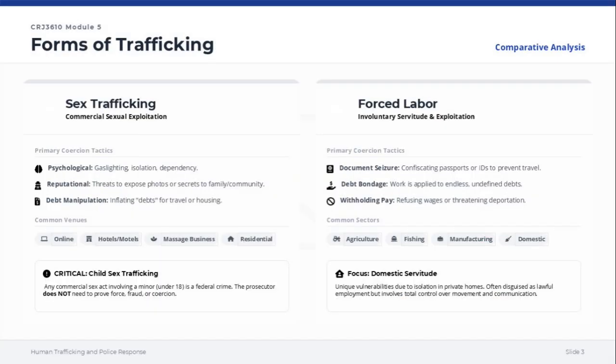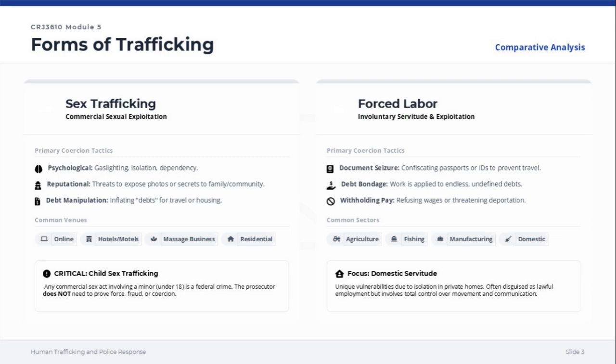Sex trafficking and forced labor are the two primary forms of human trafficking. Research from Shared Hope International shows traffickers commonly rely on psychological manipulation, debt schemes, and threats rather than physical restraint. In labor trafficking, confiscation of documents, wage withholding, and threats of deportation trap victims in involuntary servitude. These crimes frequently occur in ordinary settings such as hotels, farms, factories, or private residences, making detection difficult.